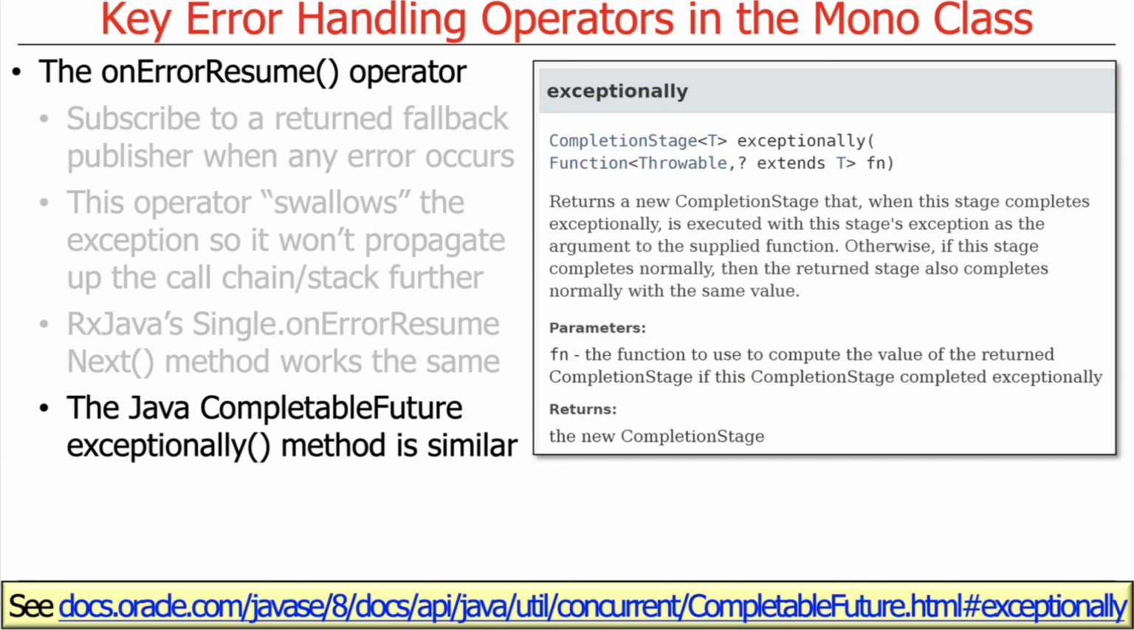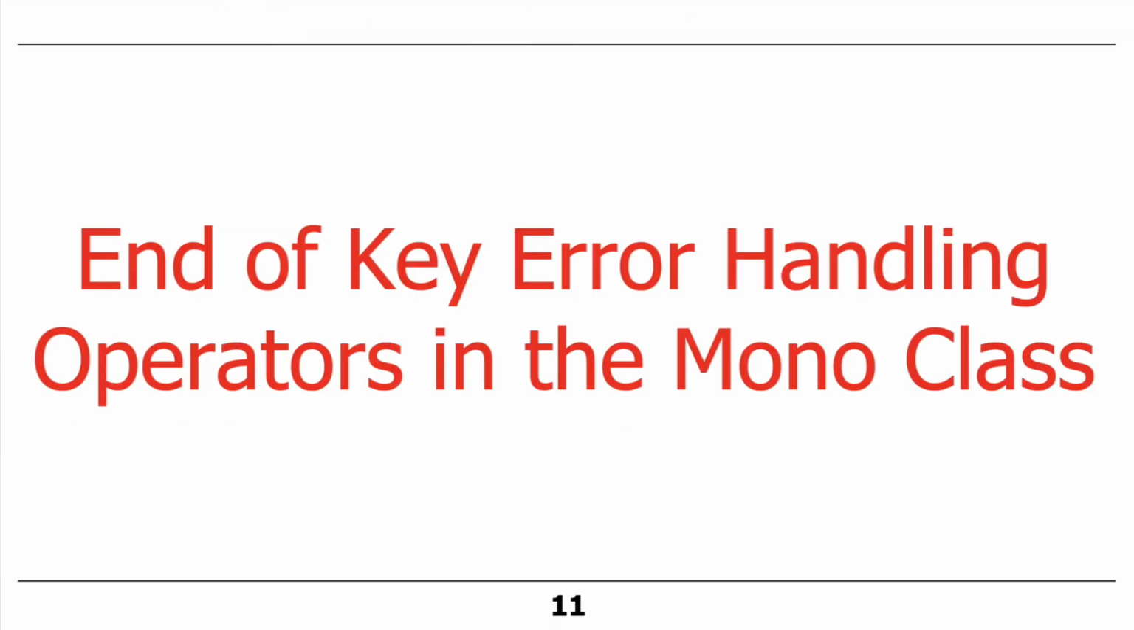CompletableFuture has a method called exceptionally that's very similar to these other methods, where it'll be used to basically catch an exception and then convert the exception to some other return value. Okay, so that's a quick overview of error handling operators in the Mono class.